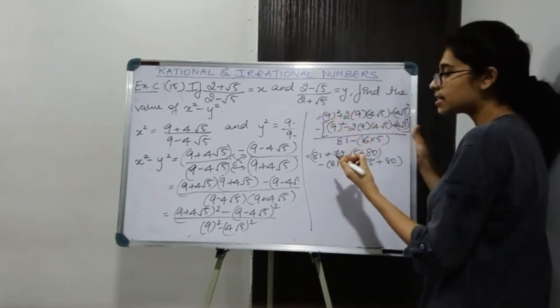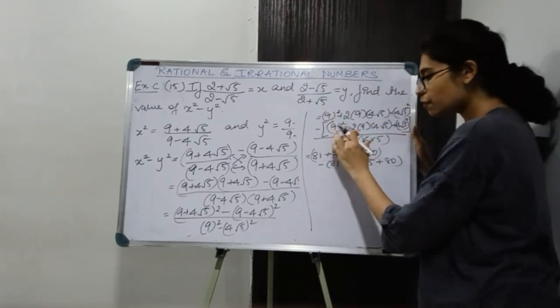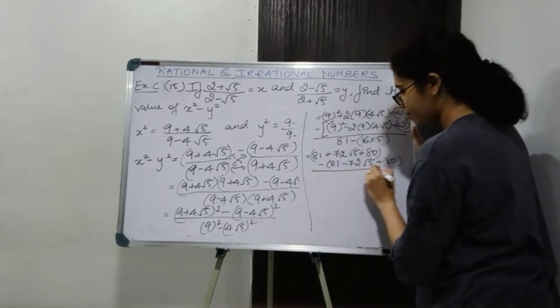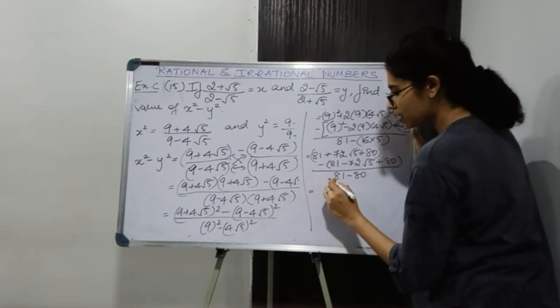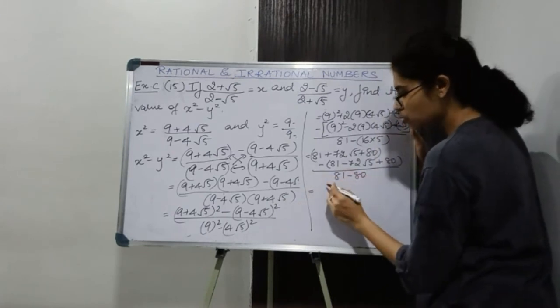This and this brackets are same. The only difference is of minus sign which I've put. Now 81 minus 80 ho jayega, which is 1. So I am not writing the denominator now, it is 1.